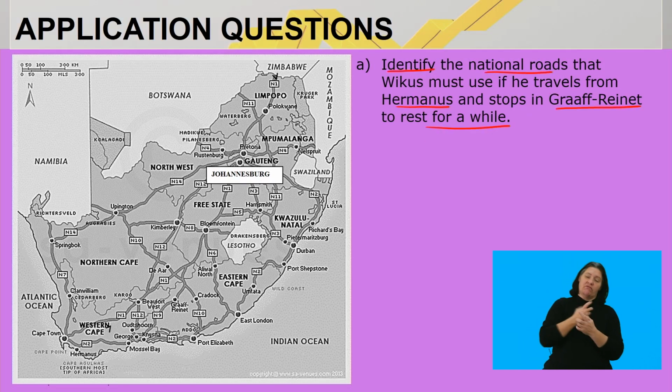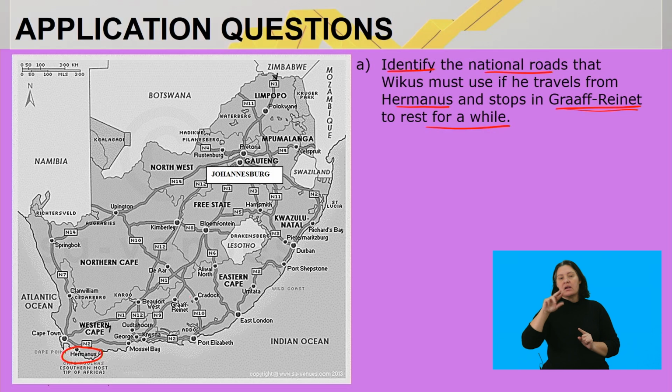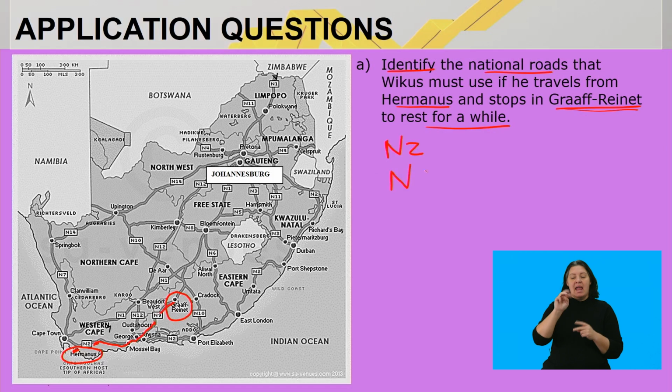All right, so we must identify the national roads. Now, we already know that Hermanus is situated here. Now we need to find the new place, which is Graafrenet. Now there we see Graafrenet. Okay, so now if you look, here's Hermanus, so we can see the first national road he'll be on is the N2. Right, so I listed the N2. So he's going to travel on the N2. Right, he'll pass all these places. Remember, he's heading here. Then we can see the next road here will be the N9.